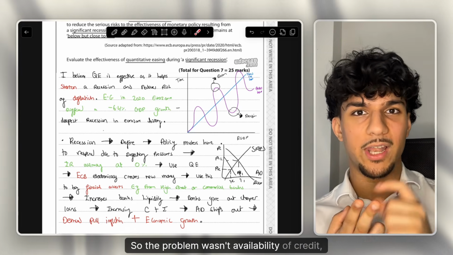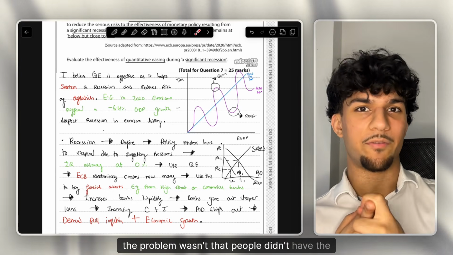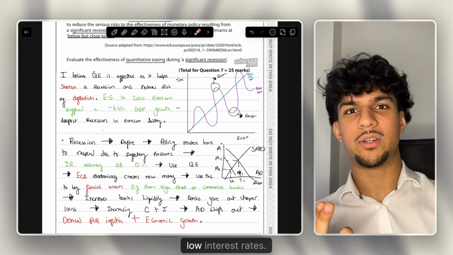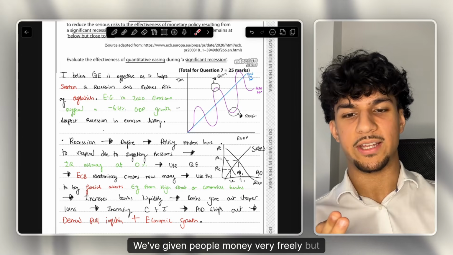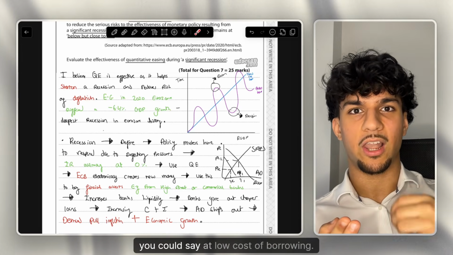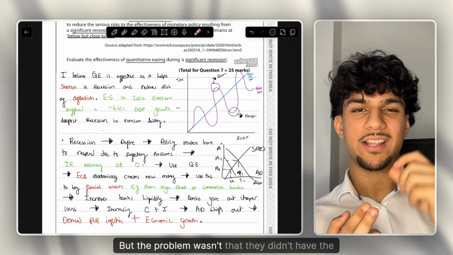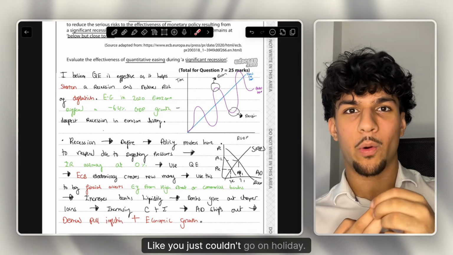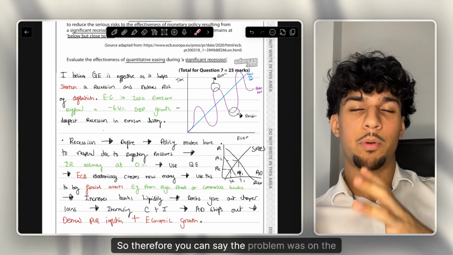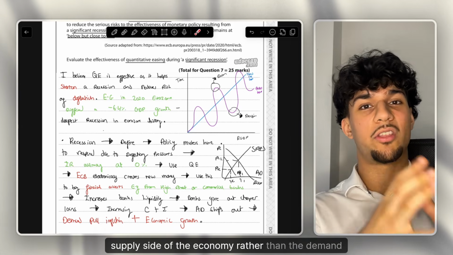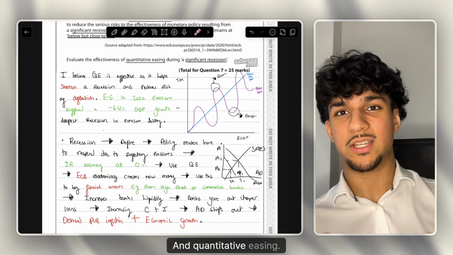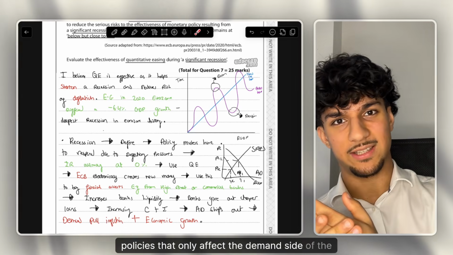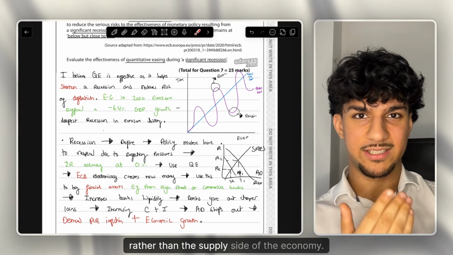So the problem wasn't availability of credit. The problem wasn't that people didn't have the money. We were pumping money in with quantitative easing and low interest rates. We were giving people money very freely, but also very cheaply, at a low cost of borrowing. But the problem wasn't that they didn't have the money. The problem was that it was physically constricted. You just couldn't go on holiday. So you can say the problem was on the supply side of the economy rather than the demand side, and quantitative easing and these policies we were using are demand side policies that only affect the demand side rather than the supply side.